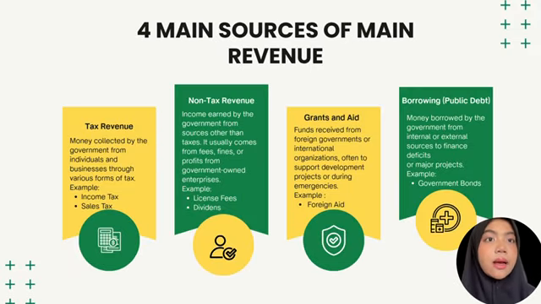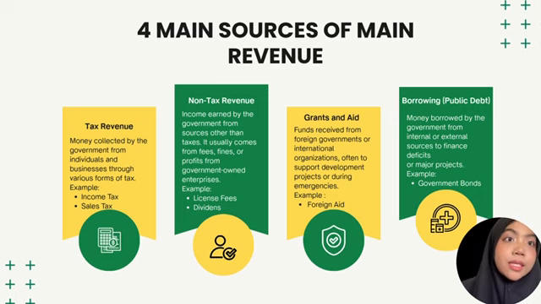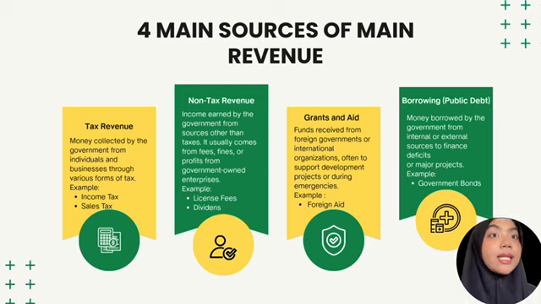The next is about the four main sources of public revenue. They are tax revenue, which is money collected by the government from individuals or business corporates through various forms of tax, for example, income tax and sales tax. The next one is non-tax revenue, which is income earned by the government from sources other than tax. It usually comes from fees, fines, and profit from government-owned enterprises, for example, licenses for driving and dividends.